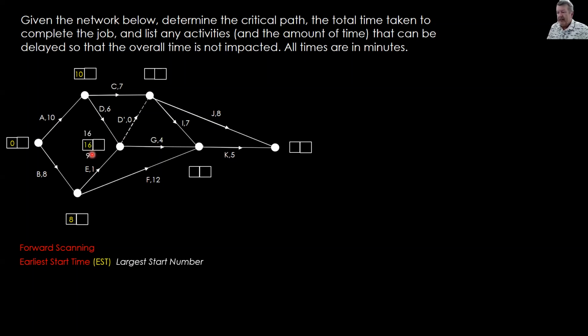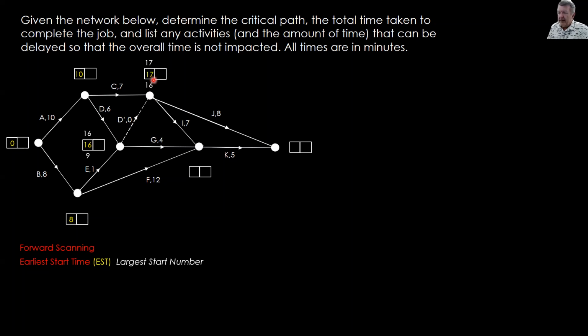Okay, let's trundle along. Let's see, where should we go now? Let's go up to here. This is 16 from here, and we have no time increase because it's a dummy. Goes up 0, becomes a 16. Also has C coming into it, so that is 10 plus 7, which is 17 up there. Largest number goes in the box, 17.